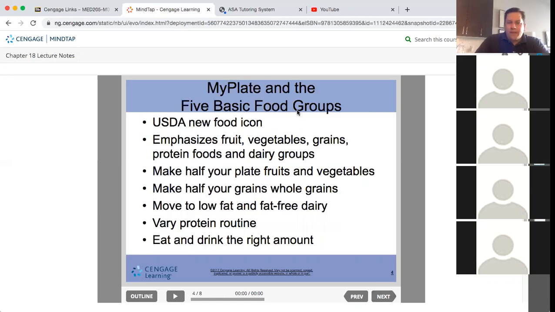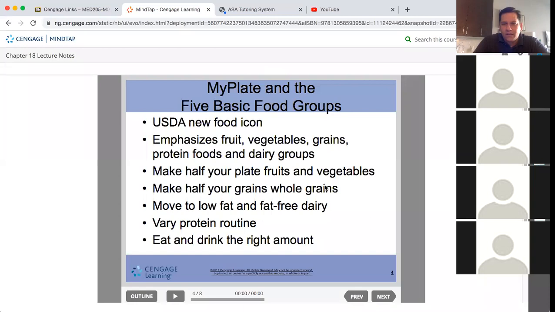We talked about My Plate already. That is the website from the government, the website and the project that is kind of a guidance for nutrition for the community. My Plate and the 5 basic food groups. This information is very helpful. The USDA new food icon is this. And this emphasizes again the consuming of fruit, vegetable, grains, protein foods, and dairy groups.